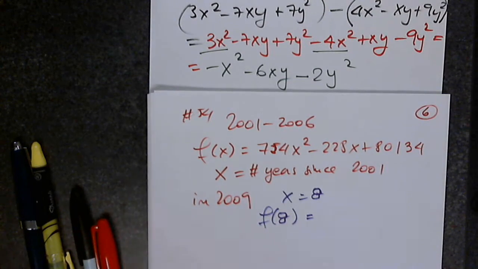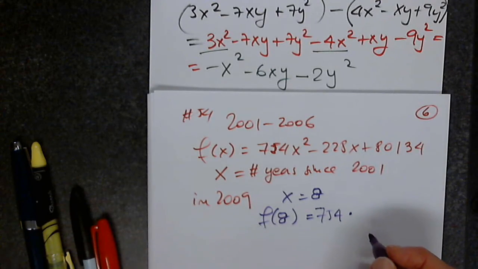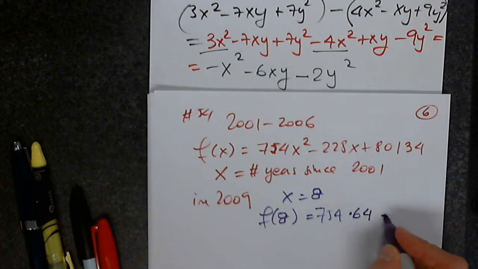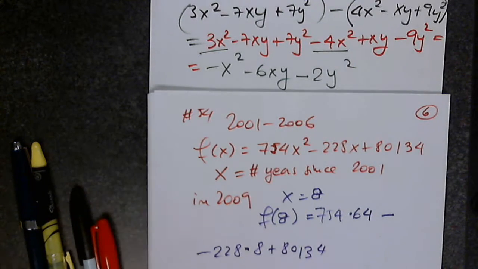So then, 754 multiplied by 8 squared, which is 64, minus 228 multiplied by 8 plus 80,134. So I would like to show you how to do this on the calculator. If you have your calculators, I have a calculator here. If you want to use it, you can.